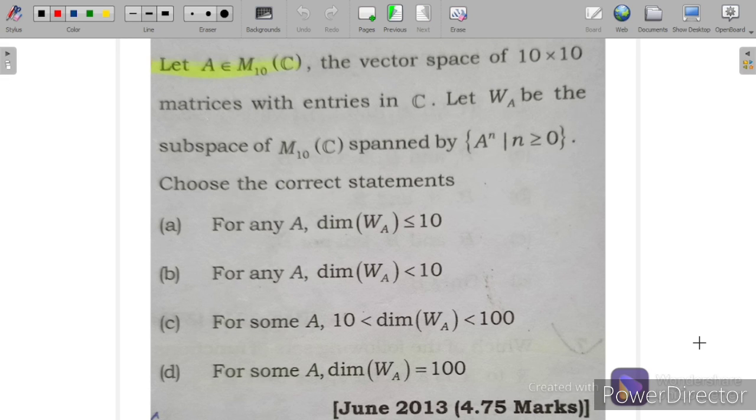Now the next problem is saying that let A belong to M10 of C, the vector space of 10 cross 10 matrices with entries in the complex plane C. Let WA be the subspace of M10 of C spanned by the set A to the power n such that n greater than or equal to 0. Then choose the correct statements. Okay, this is an easy question, a one line answer. I have done similar types of problems before. So you can do these problems by yourself and you can give your answer in the comment box.